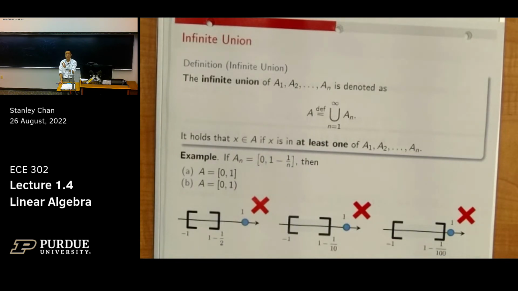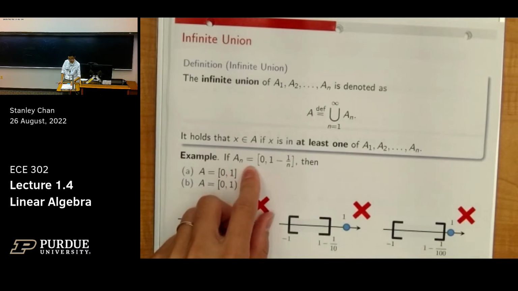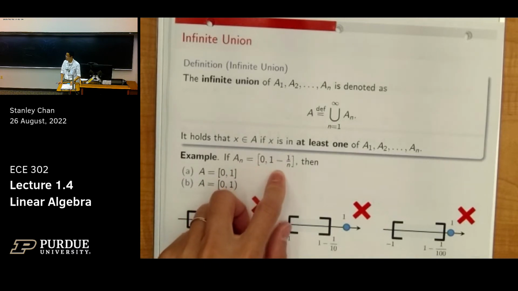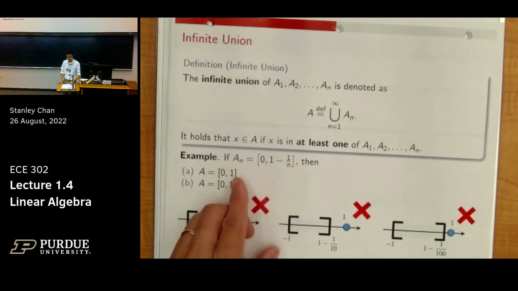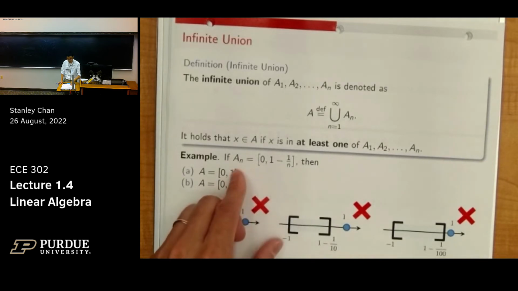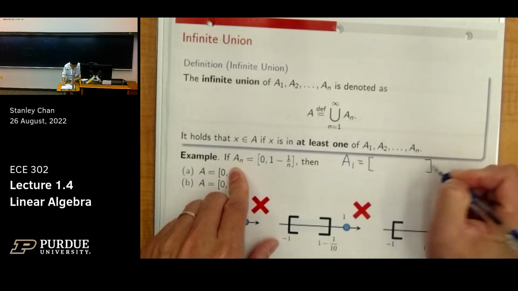Now, this example will take some brain power to digest. So follow me. There is a sequence of sets, A_n, which is defined by this closed interval. The left-hand side is 0, including 0. The right-hand side is 1 minus 1 over n, including 1 minus 1 over n. And so now what is A1? Can anyone tell me what is A1?